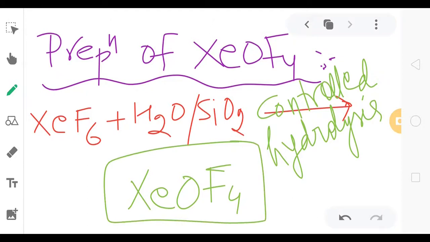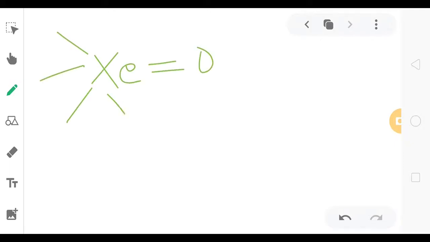XeOF4, what is its structure? See here. Xenon double bond O, 1, 2, 3, 4 F. Am I clear or not?